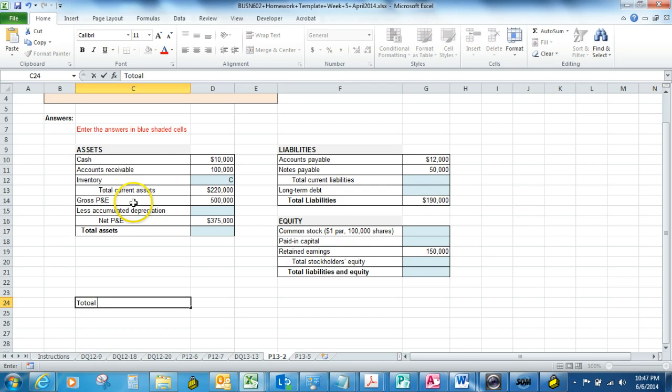Total assets equal total liabilities plus equity.